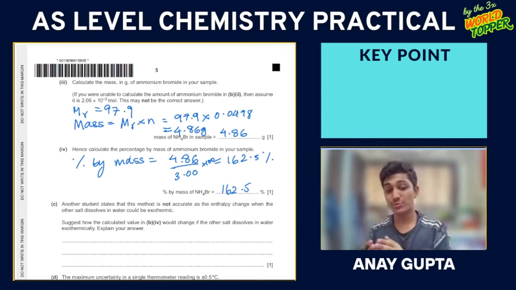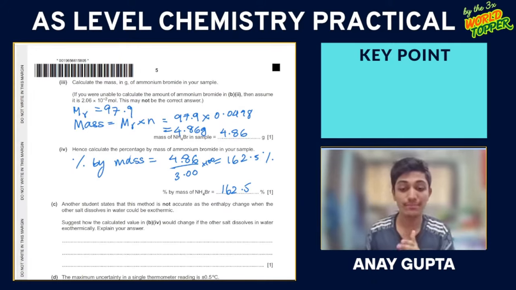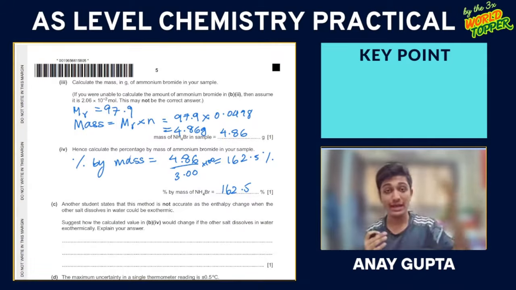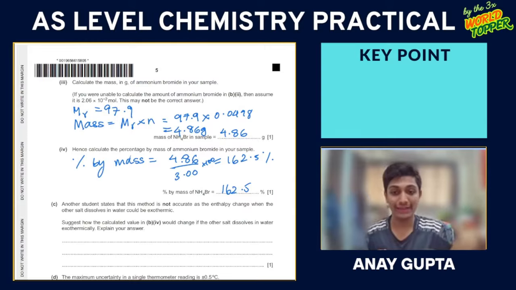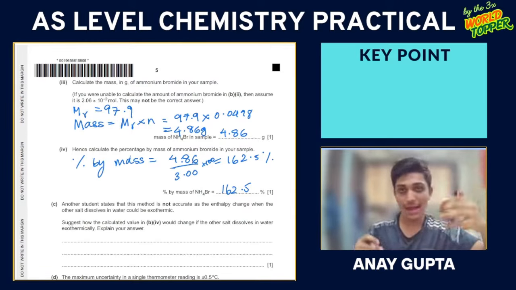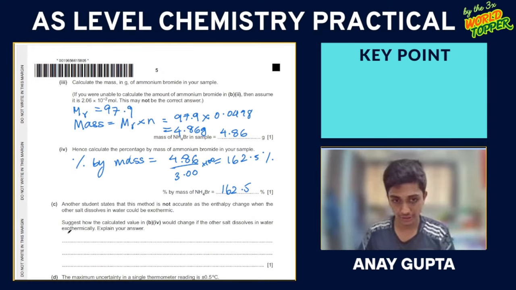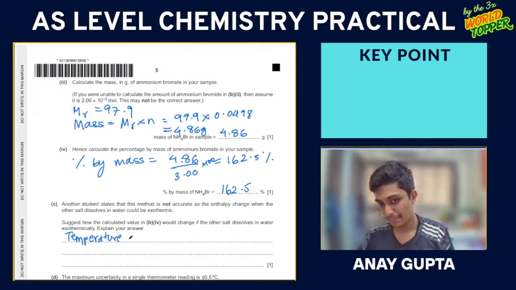Next question. Another student states that this method is not accurate as the enthalpy change when the other salt dissolves in water could be exothermic. Suggest how the calculated value in B4 would change if the other salt dissolves in water exothermically. So if the other salt is dissolving exothermically, it is actually releasing heat energy. So what happens is, when I'm performing the experiment, the temperature change is going to be smaller, right? The temperature decrease will be smaller.